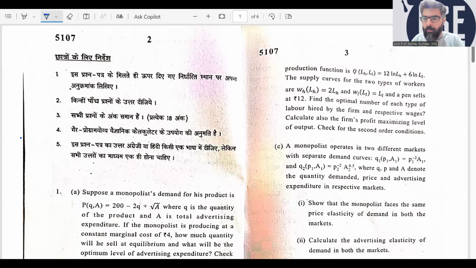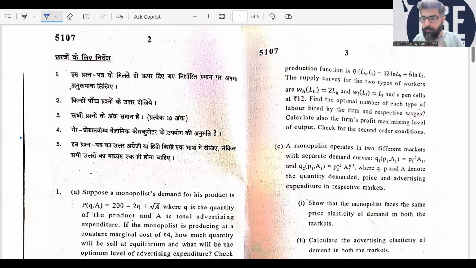Okay, I hope I'm audible to all my students who are attending this particular lecture for the Intermediate Microeconomics Part 2 course. In this lecture, I'm going to start with the discussion of the 2024 question paper, which has come up at Delhi University for the Intermediate Microeconomics Part 2 course. And this is for all those students who are pursuing BA Honors Economics from University of Delhi.